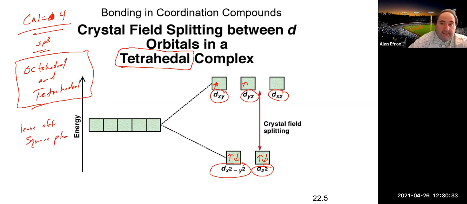Any questions on any of that there? So that concludes this chapter on complex ions.